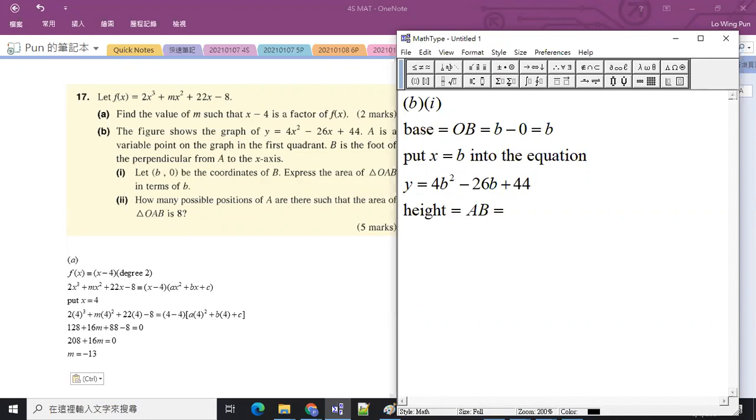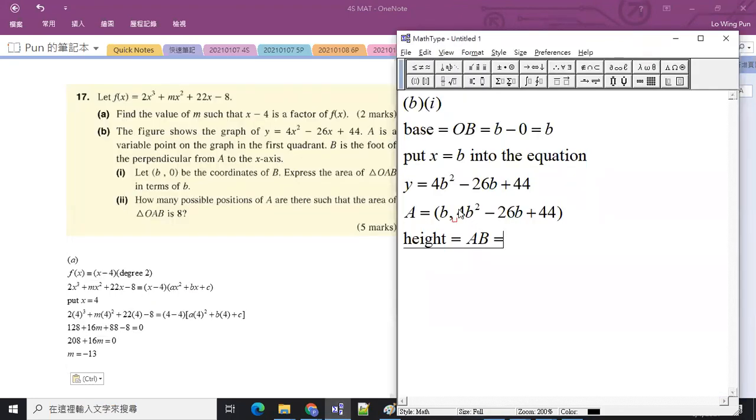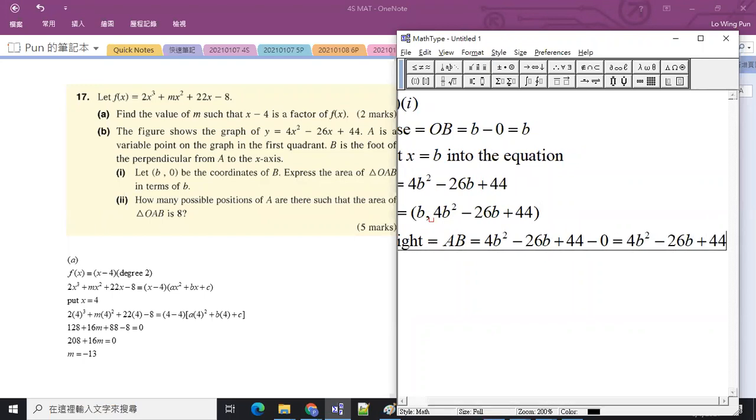So the coordinates of A should be b and then 4b squared minus 26b plus 44. This is the coordinates of point A. And then when we want to find the height, that is AB, then we just find the difference between their y coordinates. Okay? Y coordinates of B is 0, and y coordinates of A is this expression. So it should be 4b squared minus 26b plus 44 and then minus 0. That should be just 4b squared minus 26b plus 44.